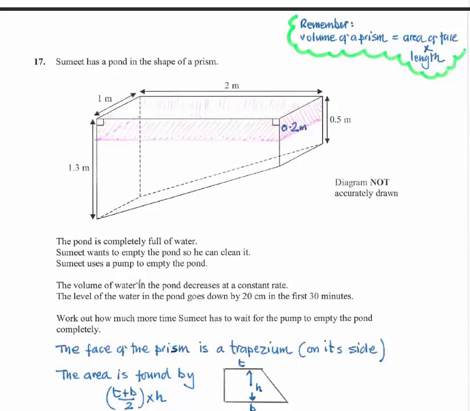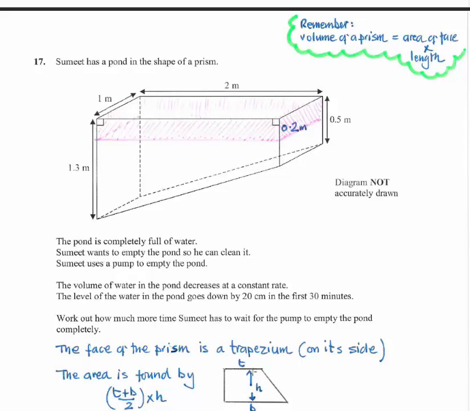So what we need to work out is the amount of water in the pond when it's full up and the amount of water that has disappeared from the pond in that 30 minutes. And then we'll be able to work out how much time it will take for the rest of the water to flow out. So it tells us it's in the shape of a prism, and this is the face of the prism, the one right here. Okay, it's a trapezium standing on an edge.